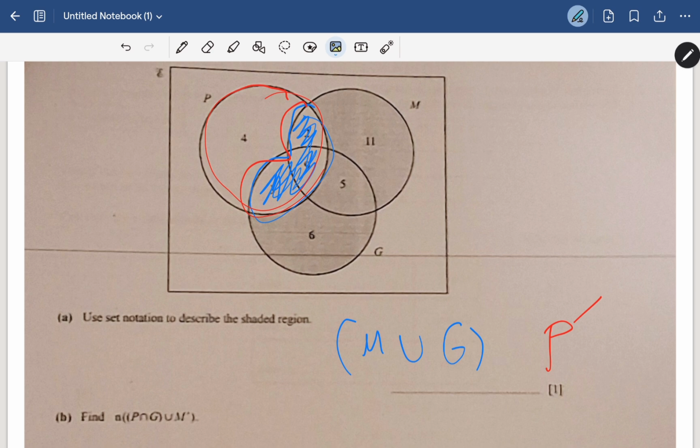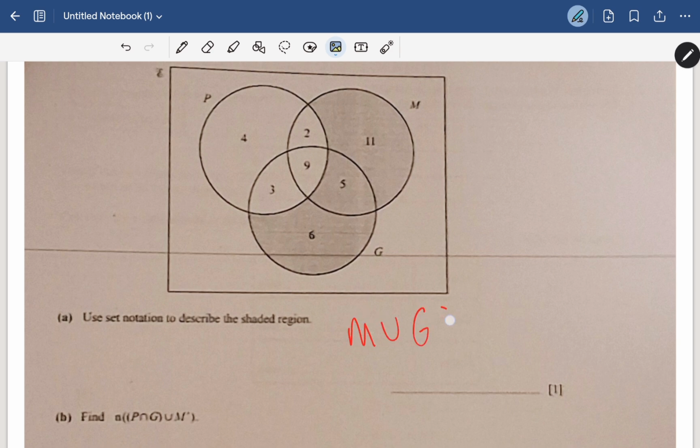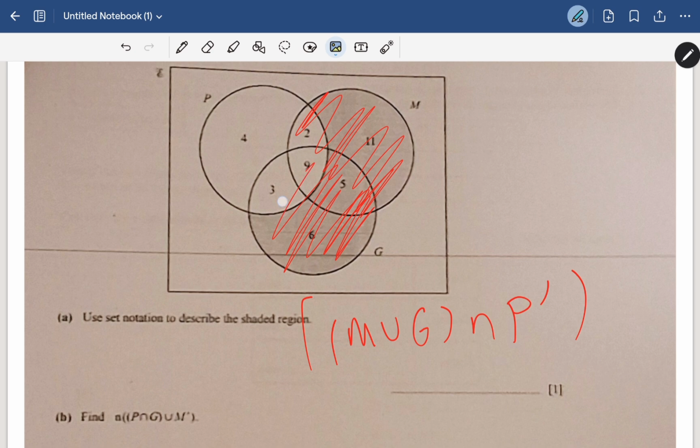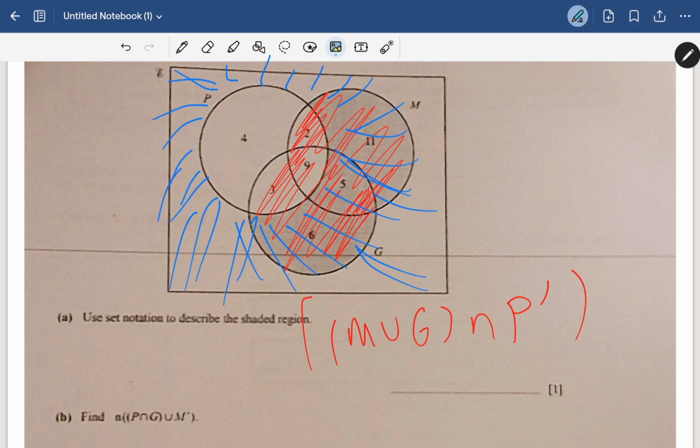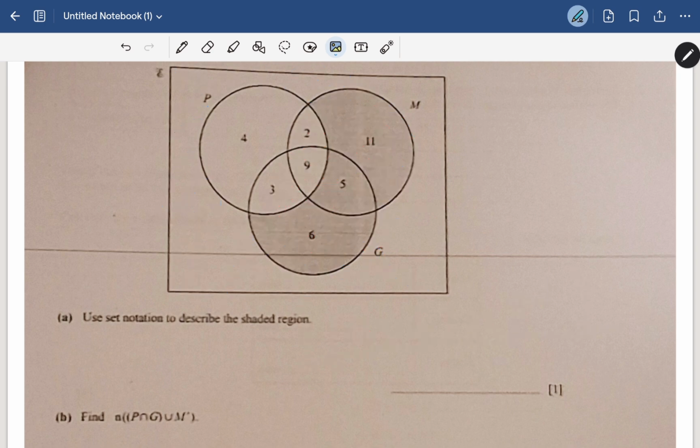But we're not going to be taking union P complement, because if we took union P complement, all of this is shaded except for P. So we're going to take intersection P complement. So now our notation is M union G, okay? Intersection complement of P. Let's apply it. M union G is what? Is all of this. Yeah? And then, look, P complement. Let's find P complement. It's everything except P. Now, where are the red and the blue meeting? The red and the blue are meeting in the originally shaded graph. So that means our answer here is correct.